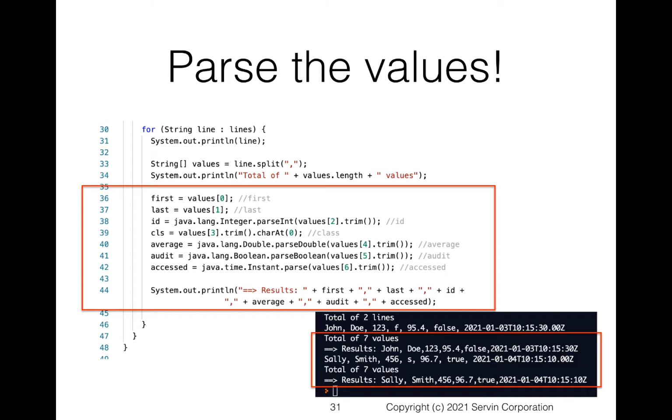Now to confirm that we parsed it correctly and we have the values we're expecting, at line 44, notice we do a System.out.println, and we take those values that we just parsed and we display them as our results. And you notice that the results indeed match what we had read from the file. So we've confirmed that we got what we were expecting from the file.